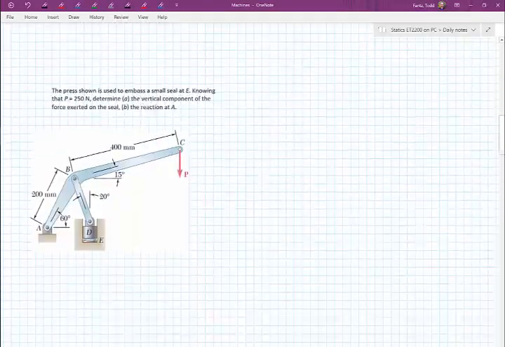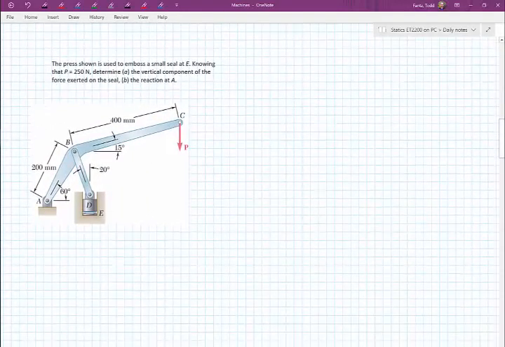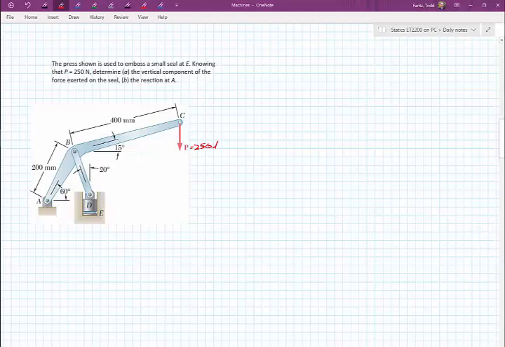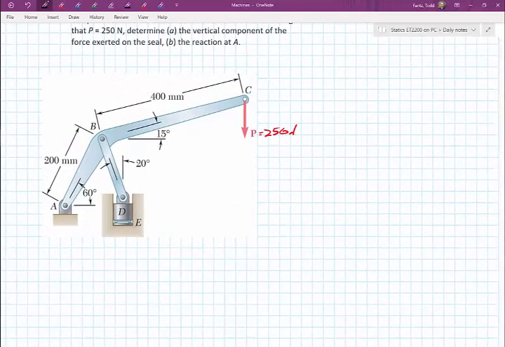So let's go ahead and take a look at an example. In this case, we have this press that's used to emboss the seal at E, and we know we're pulling down with a total force of 250 newtons. We want to find the vertical force onto the seal and also the support reaction at A. And we want to know something like this in the real world because maybe we have to design the length of the lever arm in order to get the right pressure onto the seal, or designing the pin to make sure the pin isn't going to shear at point A.